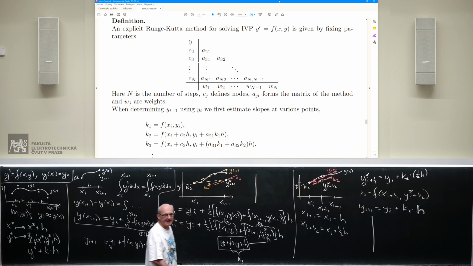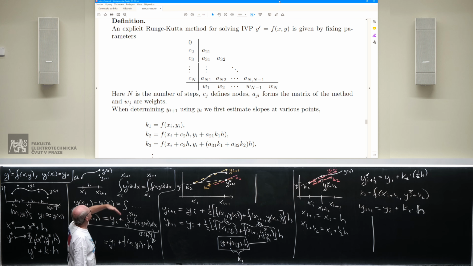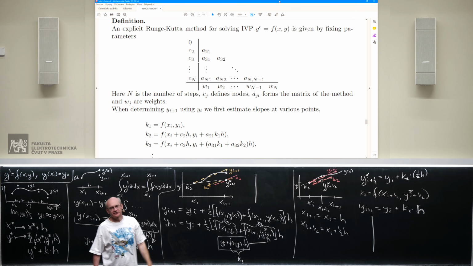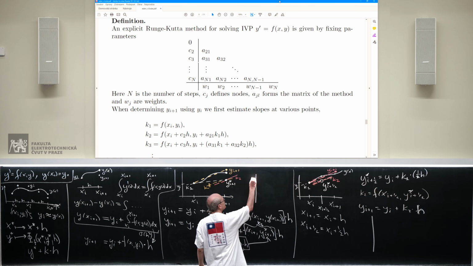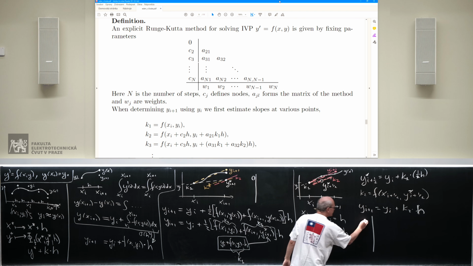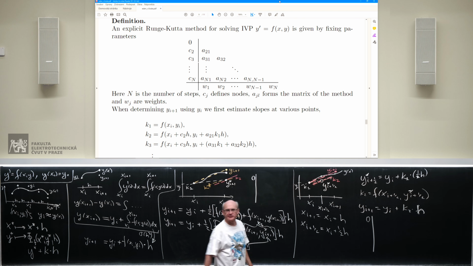So how does a typical Runge-Kutta method go? It starts with information that we have. We have information xi, yi. We put it into the right-hand side. We get slope k1. That's exactly it. So we have no other choice. That's why it's not in the table. It's actually this 0 here, if you want. We have 0 choice at this moment.